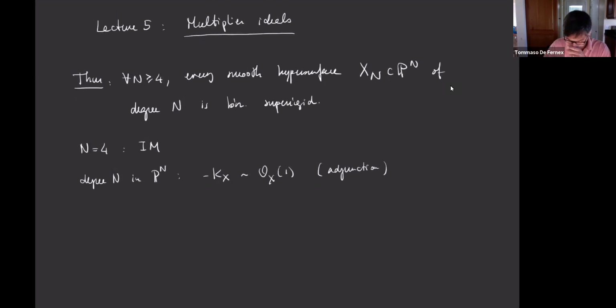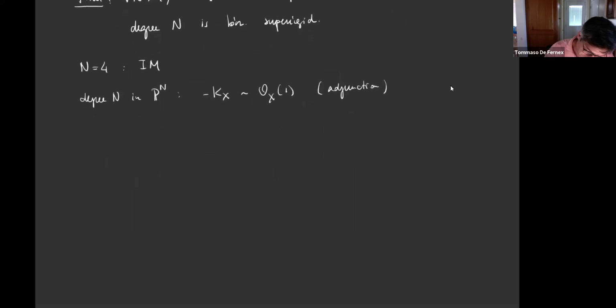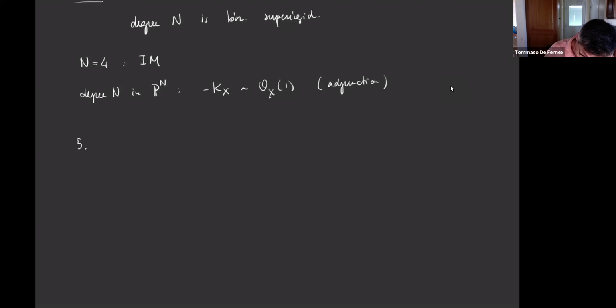So to prove this theorem in higher dimension, so last time we saw the proof in dimension 4. To prove it in higher dimension, we need one more tool. Last time, all we needed was two things to understand: multiplicities and log canonical thresholds. But to go higher in dimension, we need one more tool, which is multiplier ideals. So let me start talking about that.